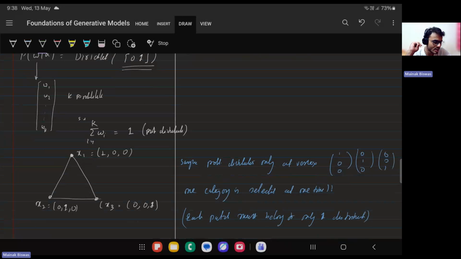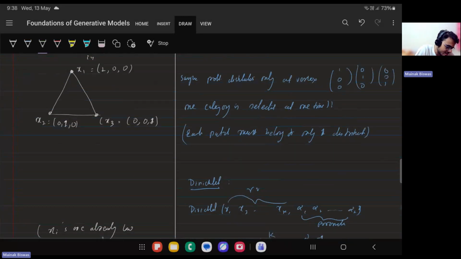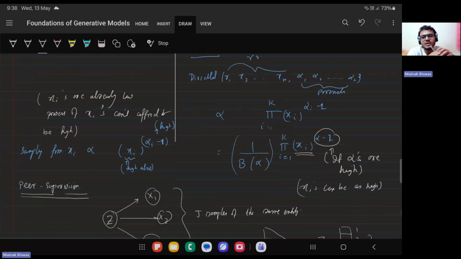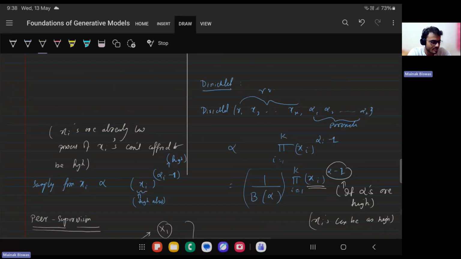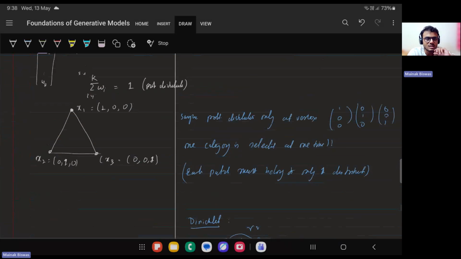As homework, you can sample from the Dirichlet distribution and plot this unit simplex using MATLAB or Python. You can see how, by sampling the alpha i's, having higher alpha i's will make the densities shift towards those x's which have the higher alpha i.